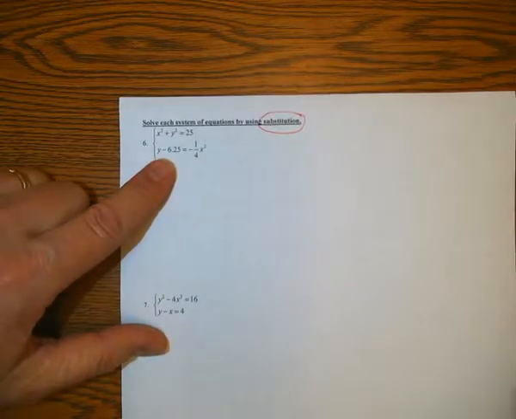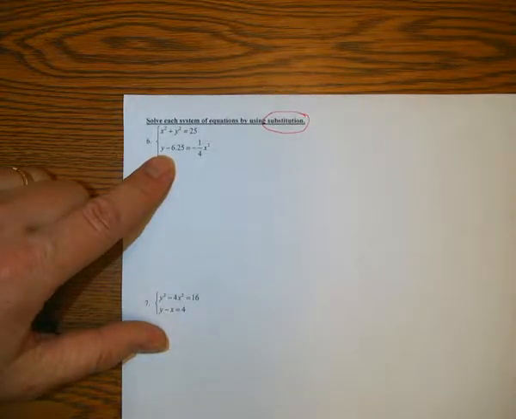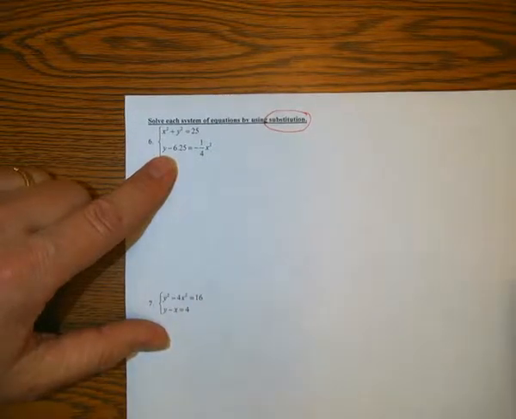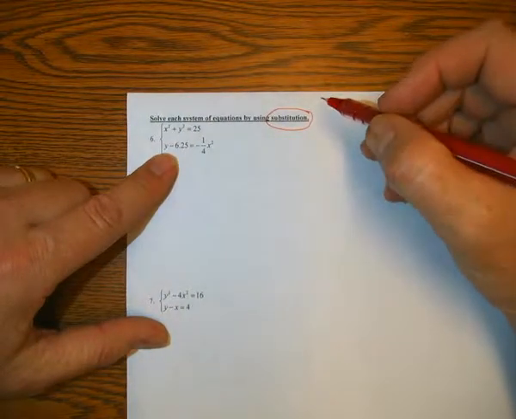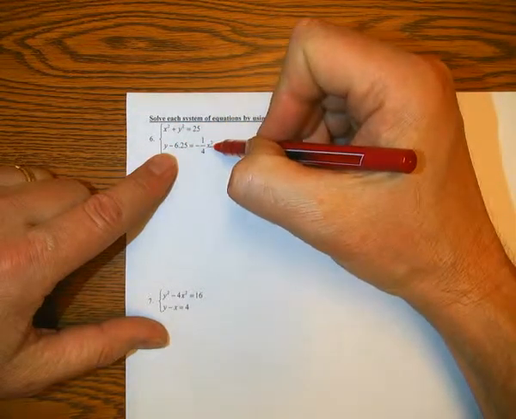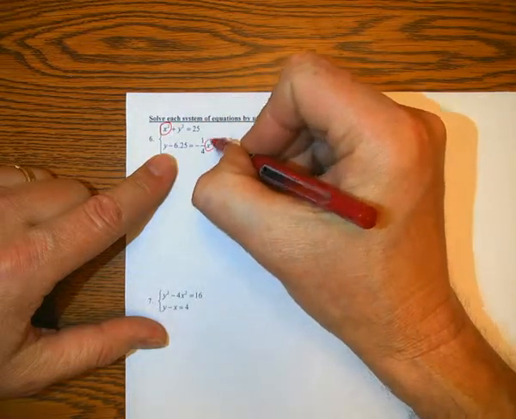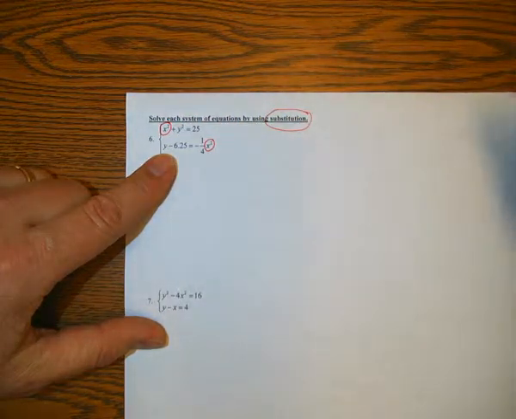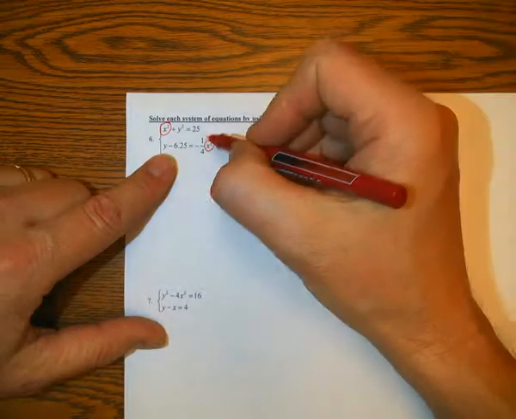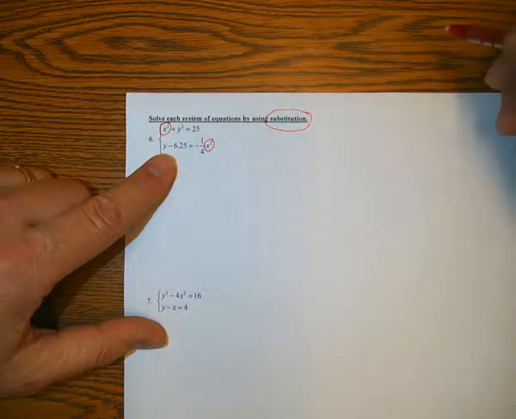Now in this problem, there are lots of different ways of approaching it. What you want to do is look for some commonalities. If you notice, both of these equations have an x squared, right here and right here. So if I solve one of my equations for x squared, I can put that in place of the other x squared.